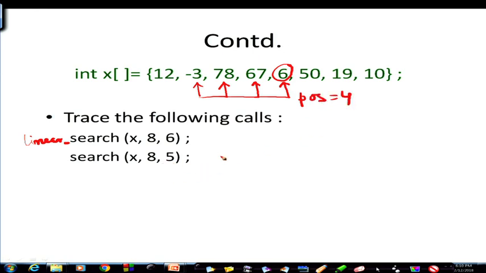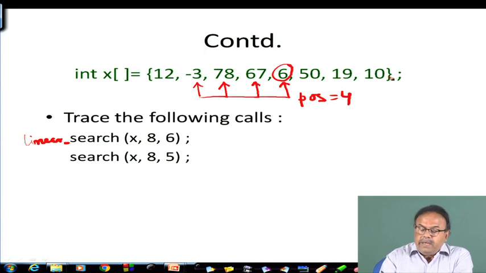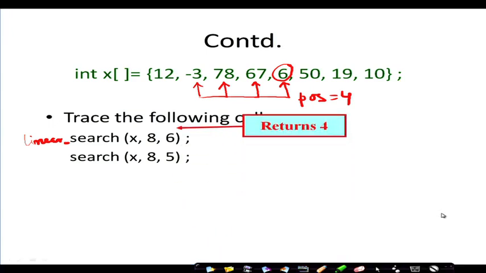What will happen for this? The same array x size 8, but my key is 5. You can see that I will go up to this and after that I will increment pos plus plus. So, it will be more than 8 and so the size is 8. So, I will say that I have not got the key, all right. So, this one will return 4 and this one will return minus 1. That is how the linear search algorithm works.